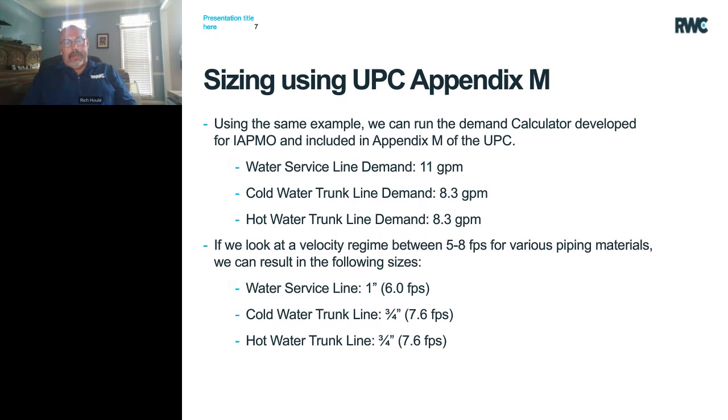Then Appendix M was developed, and the sizing calculator was developed, on the premise of what we're talking about today, that our systems are oversized. If we use that same mentality using the calculator, what we see is our water service line demand is 11 gallons per minute, and we'll get into a chart that compares these two in a second. Our cold water demand is 8.3 GPM, and our hot water demand is 8.3 GPM. If we look at a velocity regime between 5 and 8 feet per second for various pipe materials, we can arrive at the following pipe sizes: for our main service line, a reduction down to 1 inch, a cold water trunk line at 3/4 inch, and the hot water trunk line at 3/4 inch.